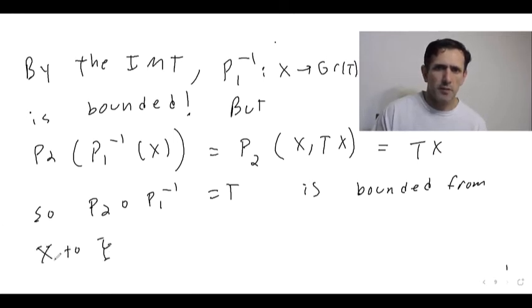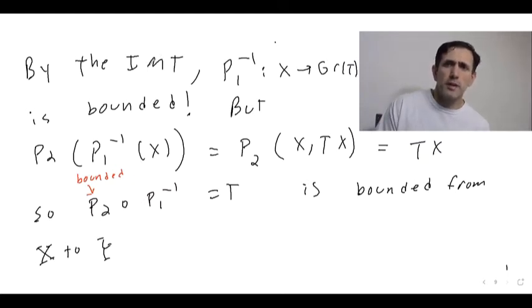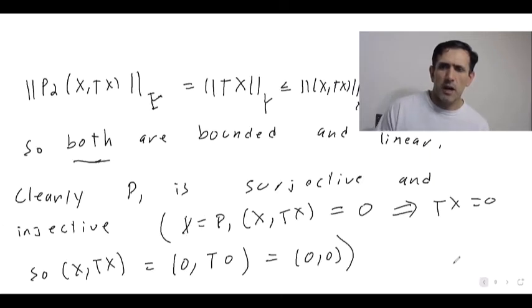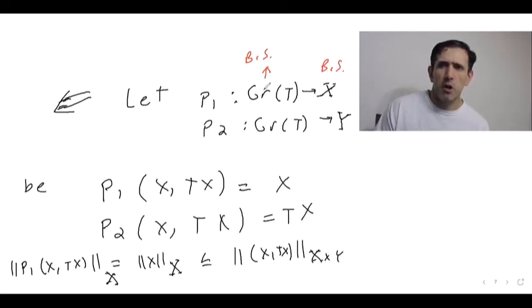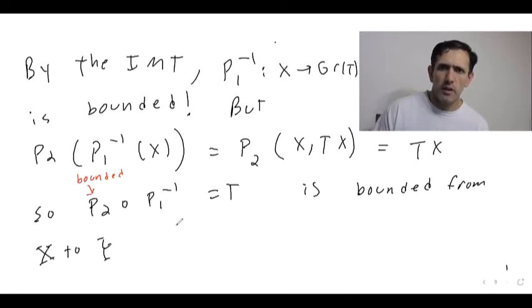Because it's a composition of two bounded maps. P2, we basically trivially proved is bounded. And just to remind you, to use the inverse mapping theorem, we need my linear bijection to go from one Banach space to another. So this is bounded by the inverse mapping theorem. This is bounded. And so, yeah, T is bounded.